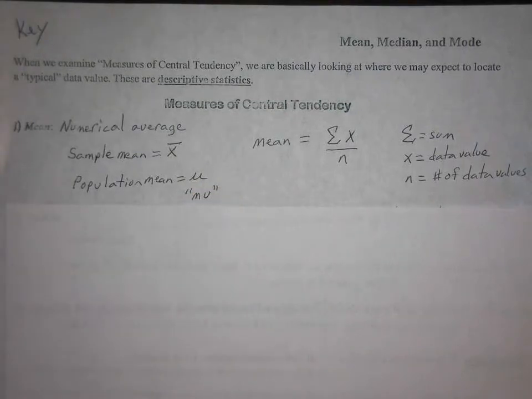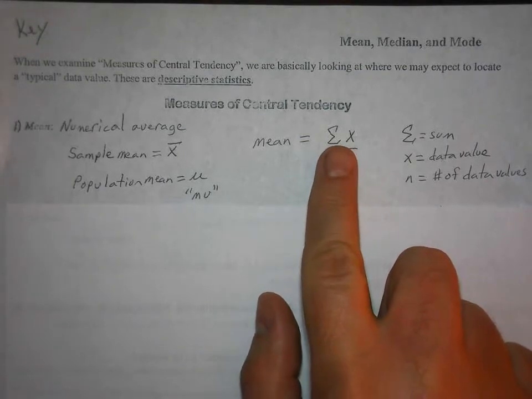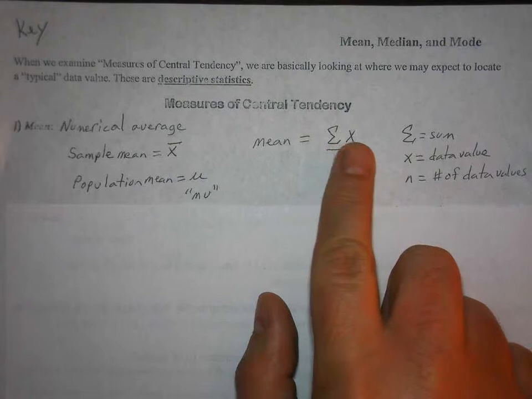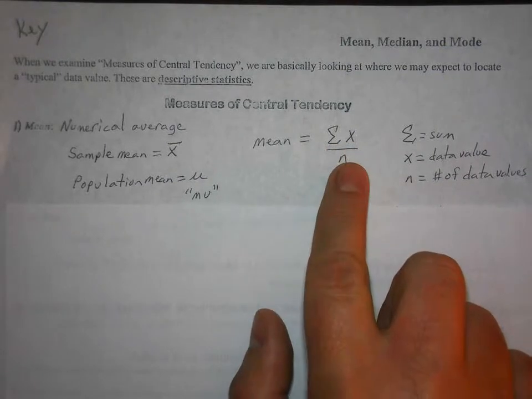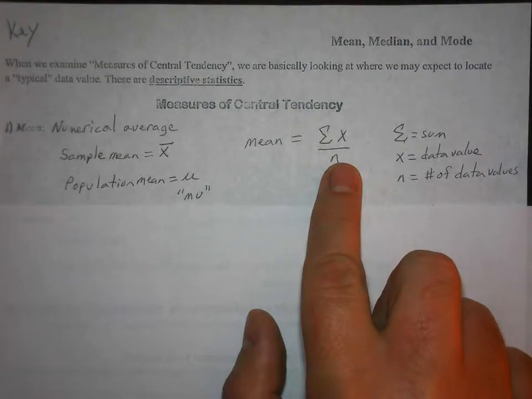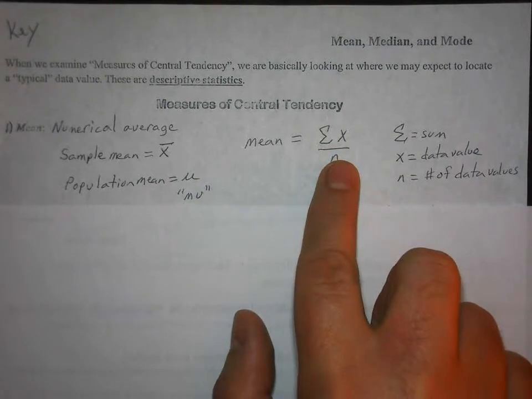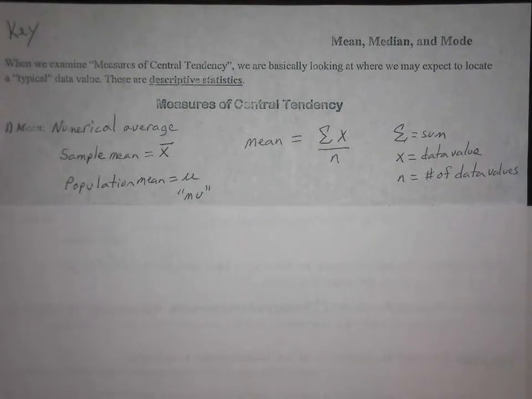To find the mean, we add the numbers up and divide by the number of numbers. Mathematically, this symbol here means you're going to add a bunch of data values together. X represents each individual data value, and n is the number of data values that you have. So you take the sum of your data values and divide by the number of data values. That is how you find a mean.